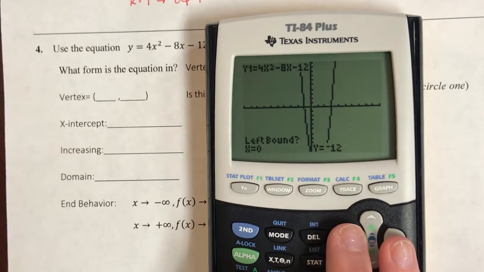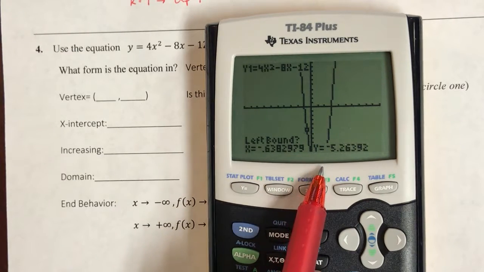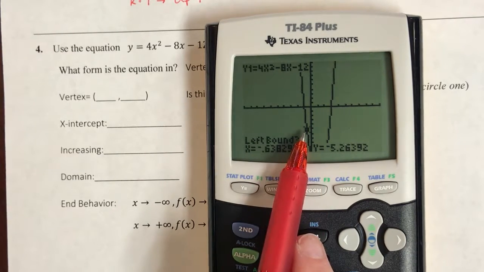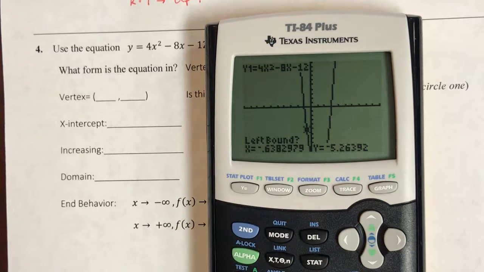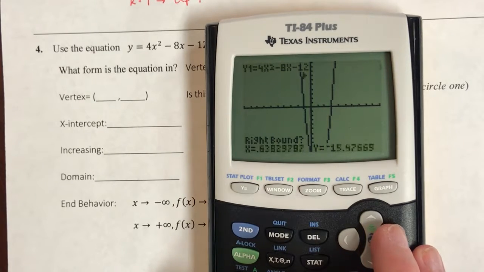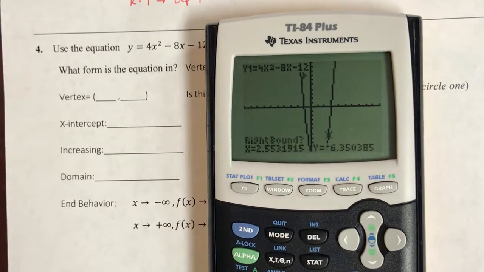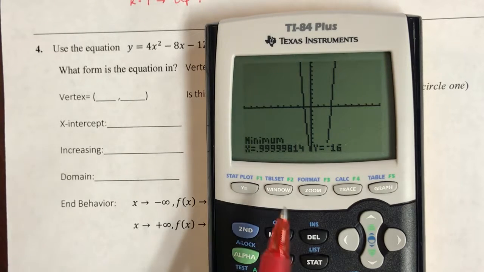The left bound has to be on the left side of that minimum value. And right now the minimum value is just off the screen. So as long as the cursor's on that left side, I can choose that point and hit enter. Now it asks for the right bound, so I need to scroll to the right until I know that I'm past that minimum point. Hit enter. And the guess can be anywhere in between those 2 points.